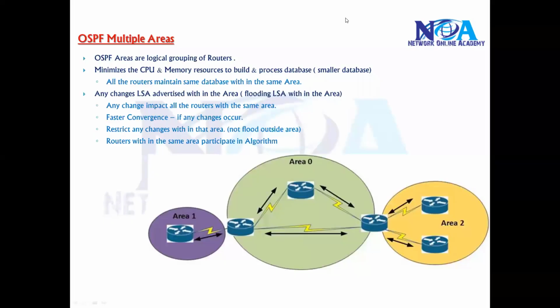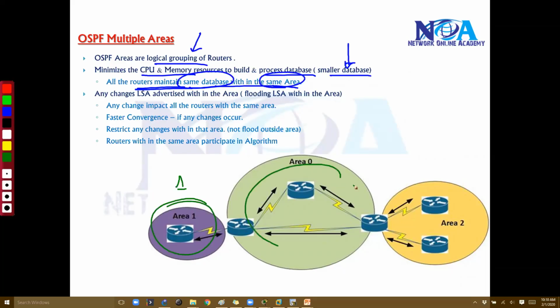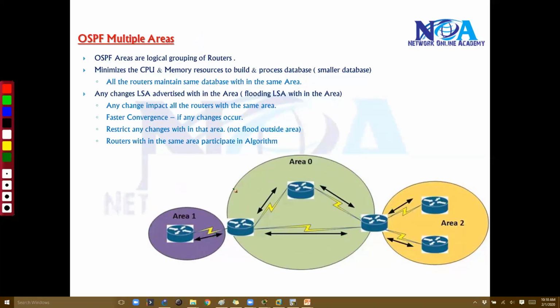So again, the same points like we discussed. What are the advantages of using multiple areas? An area is a logical grouping of the routers. It minimizes the CPU and memory resources because it minimizes the database, and automatically minimizes the processing overhead on the routers. All the routers within the same area maintain the same database. So the database of area 1 will be different, the database of area 0 will be different, and the database of area 2 will be different. No need to maintain the database of each and every router in your network. You can restrict that to that particular area only.